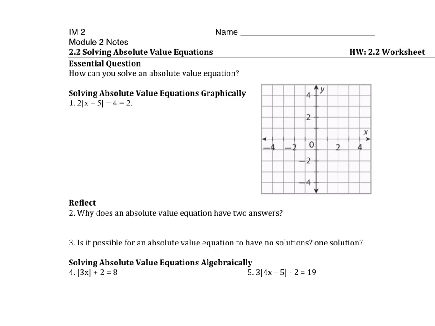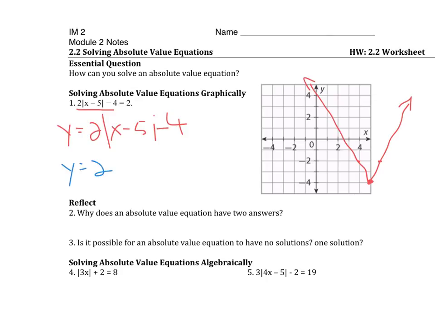So we've talked about how to graph the left side here. So let's pretend this was y equals 2|x minus 5| minus 4. So then our vertex is at (5, -4). And we have a slope of 2, so we're up 1, 2 over 1, up 2 over 1. And we have a graph that looks like that. And then we have this y equals 2 portion here, which would be that portion there.